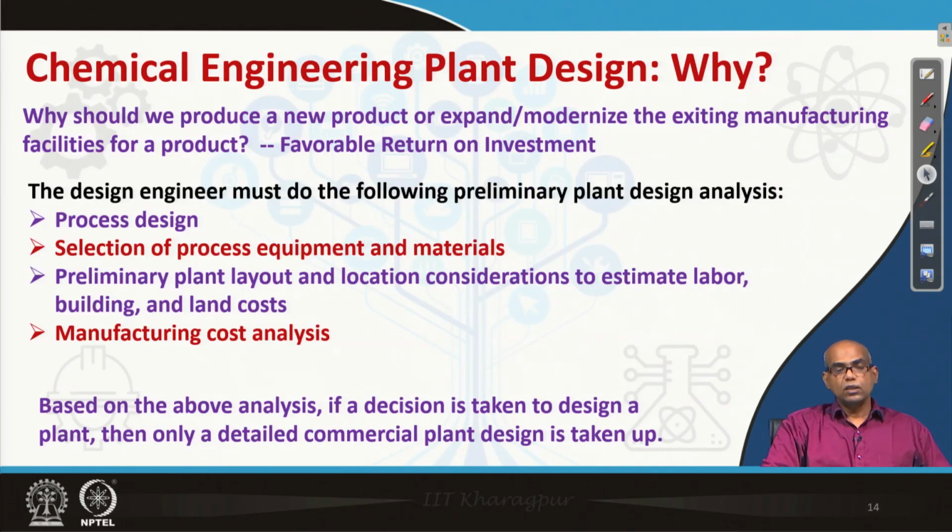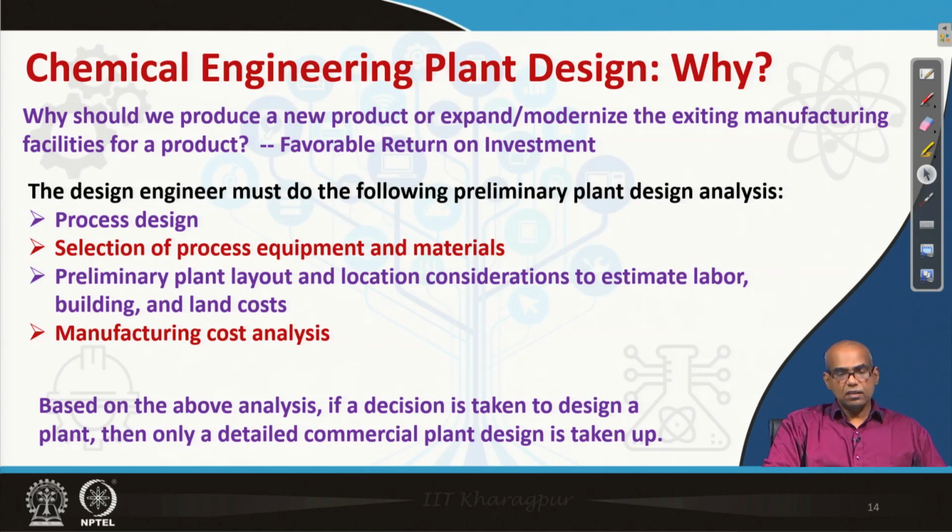So, why should chemical engineers design a plant? Why should he produce a new product or expand or modernize the existing manufacturing facilities for a product? Generally, the reply will come from economic considerations. The return on investment must be favorable. But of course, sometimes strict regulations on safety and environmental issues can compel a manufacturing plant to update their design.